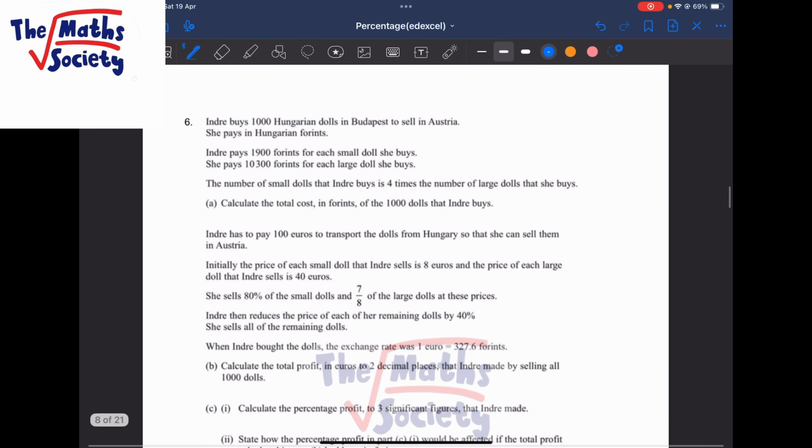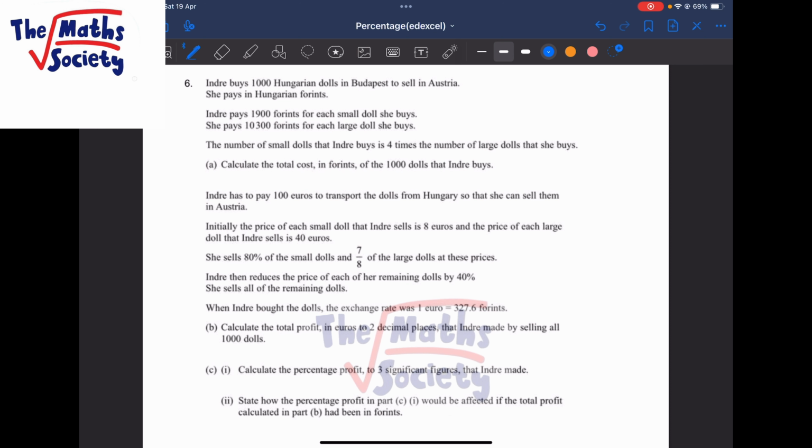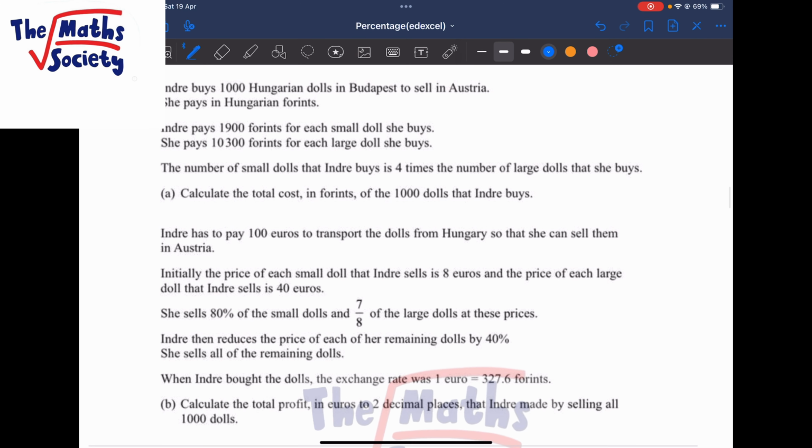Yep. And now we'll move on to number 6. Number 6 says that Indra buys 1,000 Hungarian dolls in Budapest to sell in Australia. She pays in Hungarian forints, so Indra pays 1,900 forints for each small doll she buys. She pays 10,300 forints for each large doll she buys. The number of small dolls that Indra buys is 4 times the number of large dolls that she buys. You need to calculate the total cost in forints of the 1,000 dolls that Indra buys.